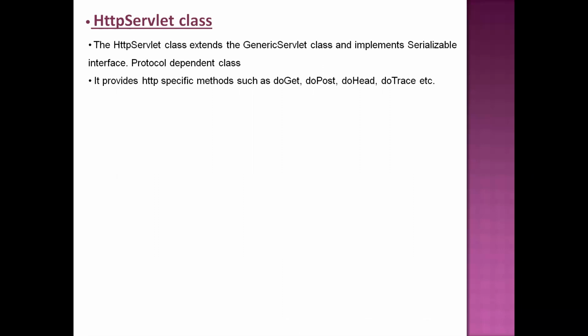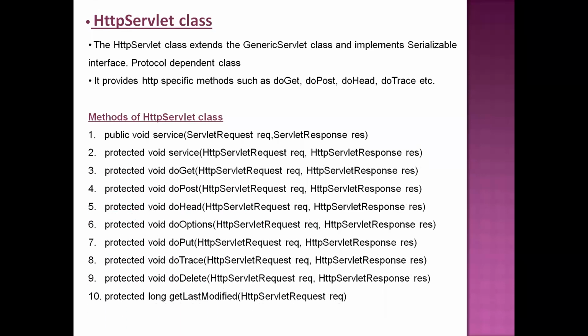Whenever the user initiates the execution of the service method, that service method initiates the execution of the doGet, doPost, doHead, or doTrace method, depending upon the request method. Suppose the user requests the resource by using the get method, then your doGet method will get executed. Suppose the user is sending a request using the post method, your doPost method will get executed. Okay, let us see the methods available in the HttpServlet class.